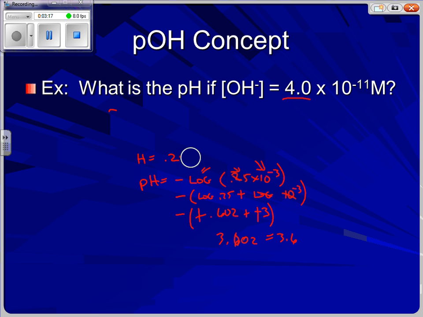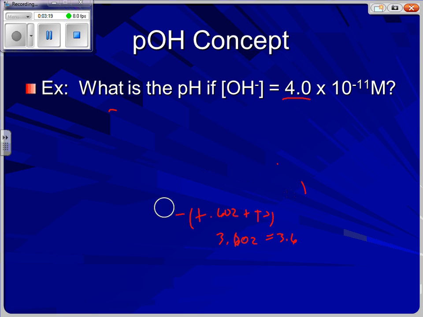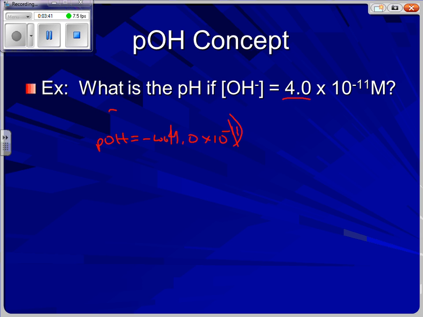Now there is another way to solve this. What I did first was I figured out my hydrogen concentration. Let's actually figure out our pOH instead. So my pOH, I have 4 times 10 to the negative 11, and my pOH is going to be the negative log of this. So I'm going to distribute my log this way: the log of 4 plus the log of 10 to the negative 11. And don't forget that negative out in front.